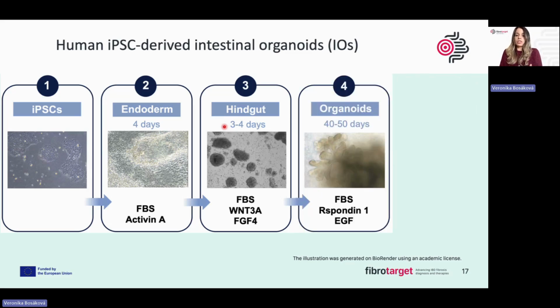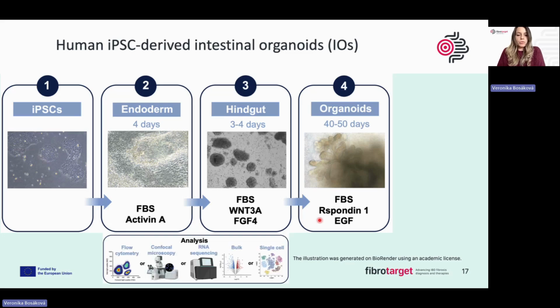After several days in the ECM, which can be Matrigel, and supplementation with different growth factors that support epithelial cell growth, we can see spontaneous formation of complex structures, which we then call organoids. With this model, we can perform different kinds of analysis based on our hypothesis or goals in the project, and I will show you most of these analyses and how the results can look.